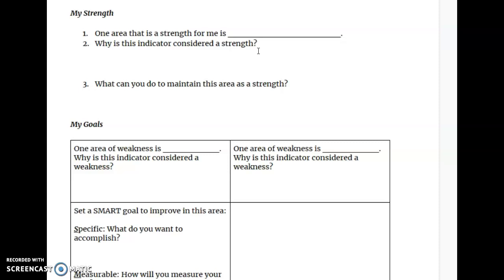In looking at SLDS, they might see that their Lexile scores are steadily increasing. Whatever the data show that made you think, hey, this is a strength, that is what you're going to tell us here. So then you want to think about, well, how do I maintain that area as a strength?